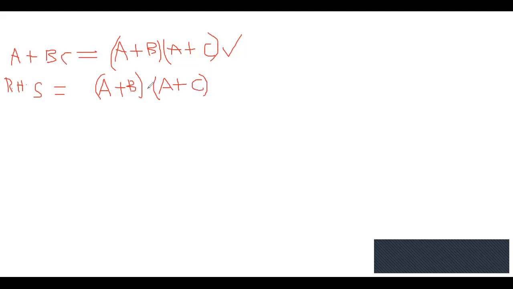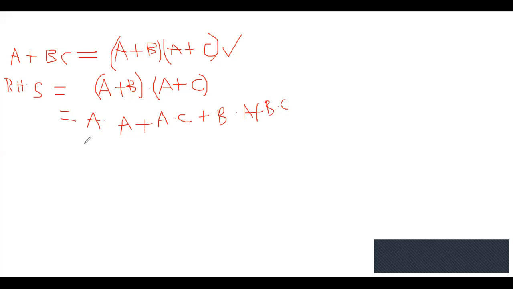Now multiply these two. A is multiplied with A, then we get A dot A, plus A is multiplying with C, then we get A dot C, plus B is multiplying with A, B dot A, plus B is multiplying with C. So now we are getting four terms in total.